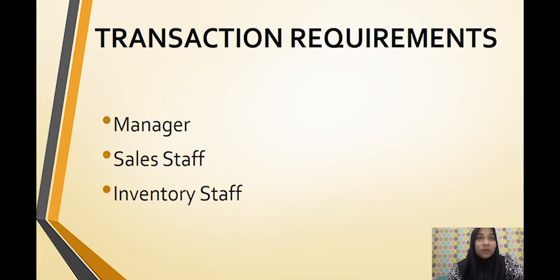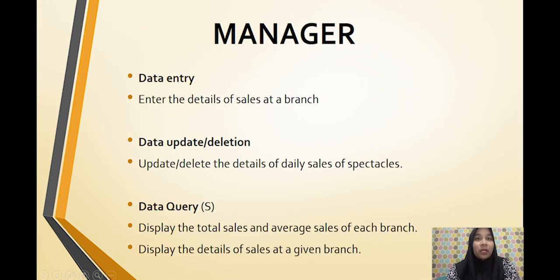Okay, there are 3 transaction requirements: first manager, second sales staff, and last is inventory staff. Okay, for manager, for data entry, enter the details of sales at a branch. For data update or deletion, update and delete the data of daily sales of spectacles. For data query, display the total sales and average sales of each branch. Next, display the details of sales at a given branch.